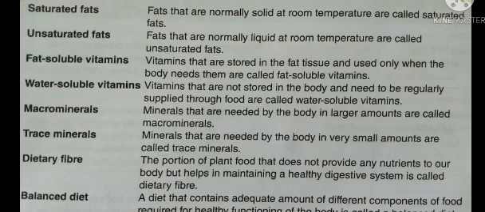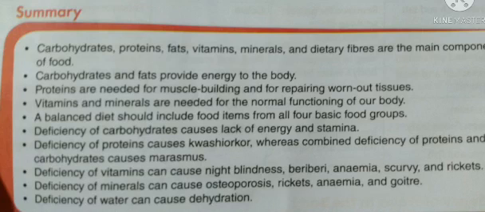The deficiency diseases are those caused due to lack of nutrients in the diet. Now, this is a summary for carbohydrates, proteins, fat, vitamins, minerals, dietary fibers, the main components of food. Carbohydrates and fats provide the energy to the body. Proteins are needed for muscle building and repair of worn-out tissues. Vitamins and minerals are needed for the normal functioning of the body.